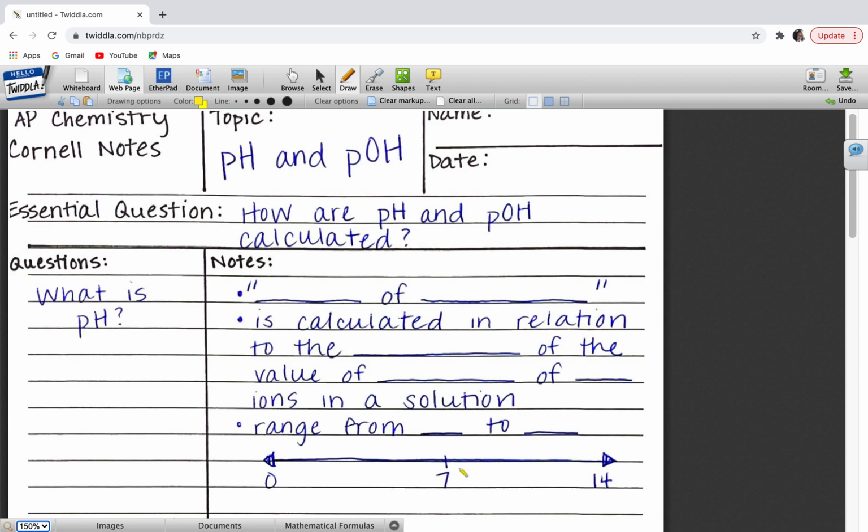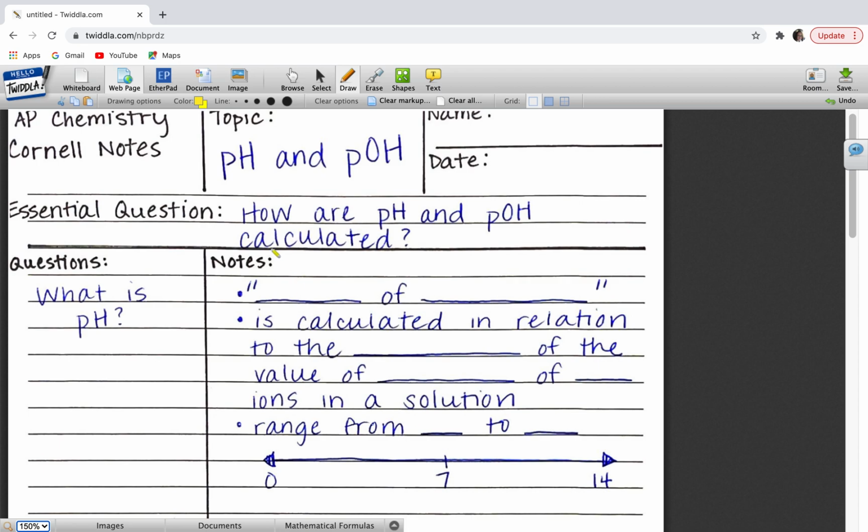Welcome. So today we're going to be discussing calculations of pH and pOH. By the end of this lesson, you should understand how pH and pOH are calculated. I also want you to understand how they're similar and how they're different.